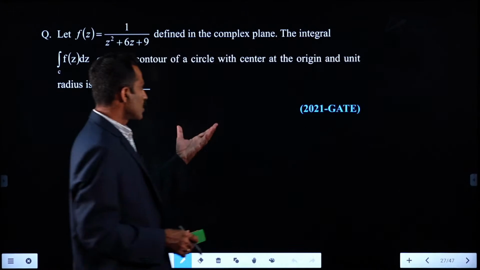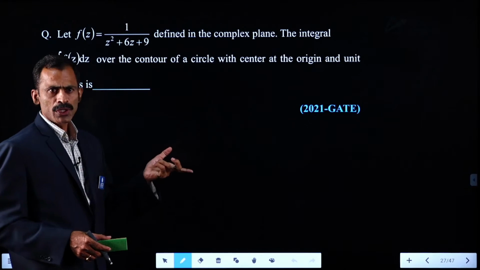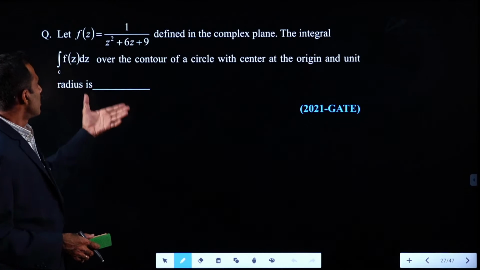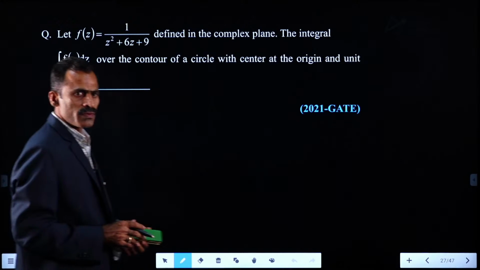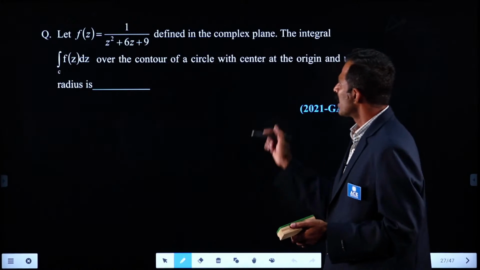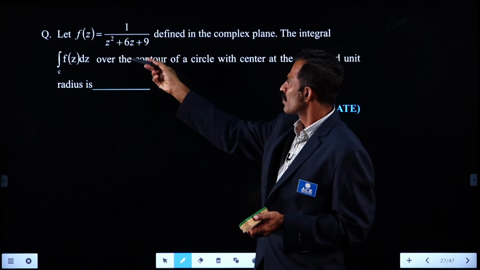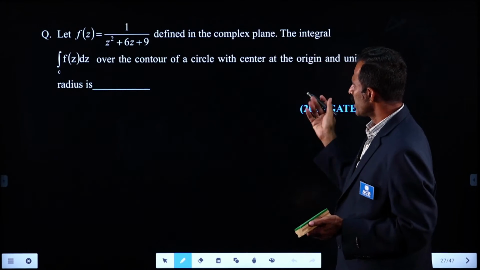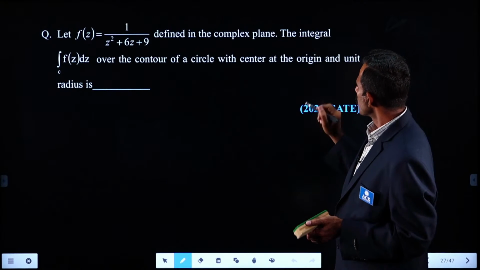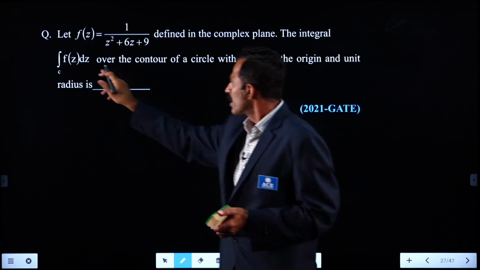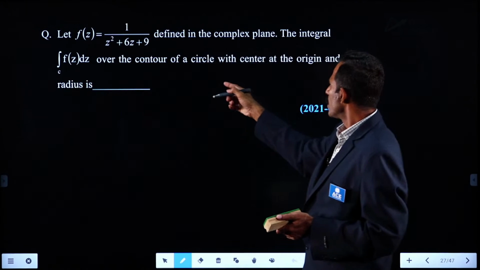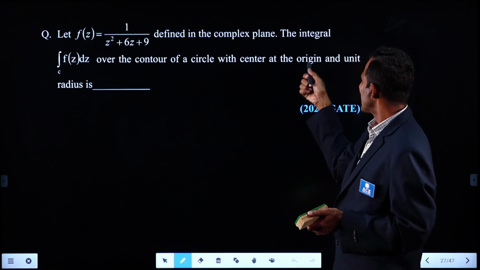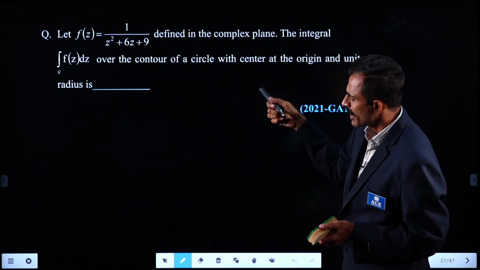Now this is a GATE question. This question was given in the year 2021. Let us read the question first. Let f of z equal to 1 by z square plus 6z plus 9 defined in the complex plane. The integral of f of z dz over the contour of a circle with center at origin and unit radius is.